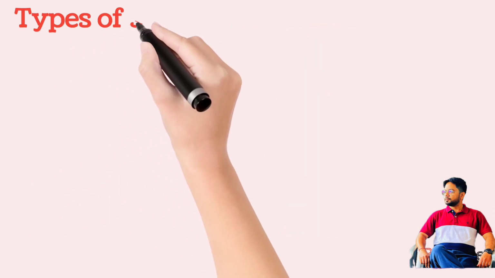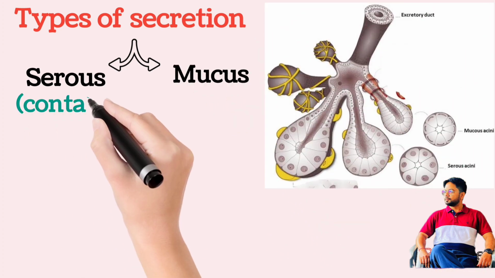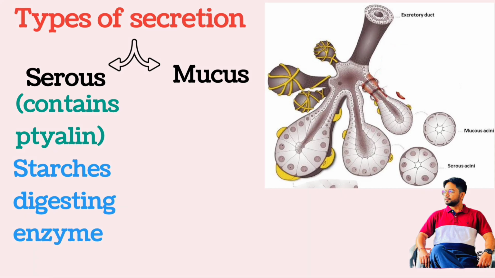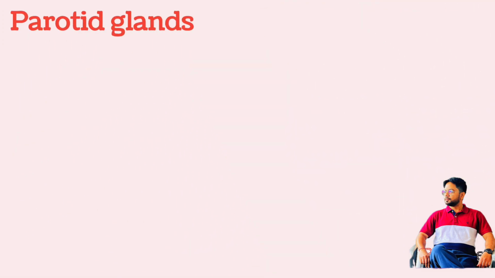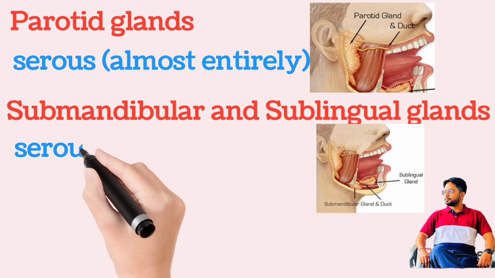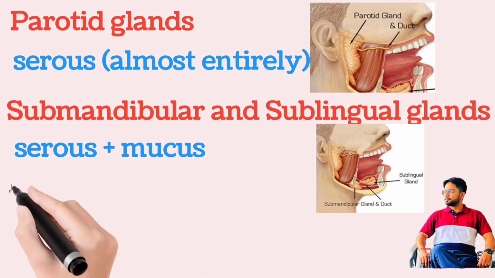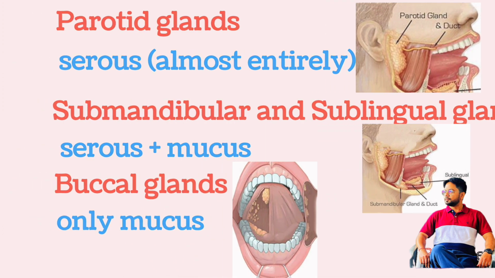Saliva contains two major types of protein secretions, serous and mucus. Serous secretion contains ptyalin, which is an enzyme for digesting starch. Mucus secretion contains mucin that helps in lubrication, and it also has a surface protective purpose. The parotid gland secretes almost entirely the serous type of secretion, whereas submandibular and sublingual glands secrete both serous secretion and mucus. The buccal glands secrete only mucus.